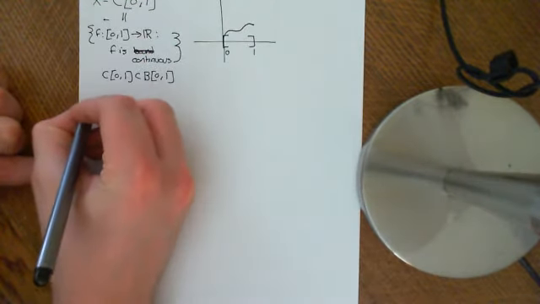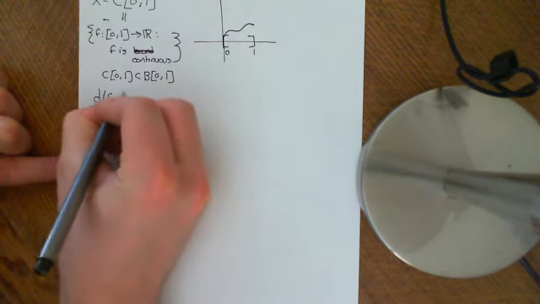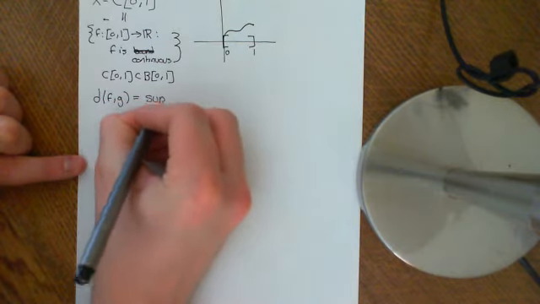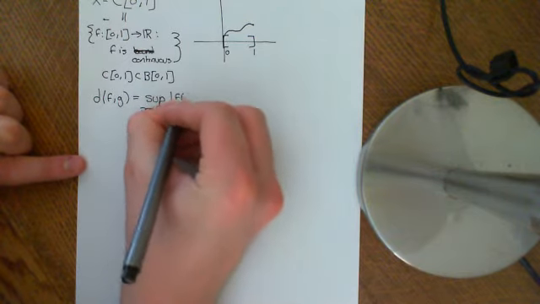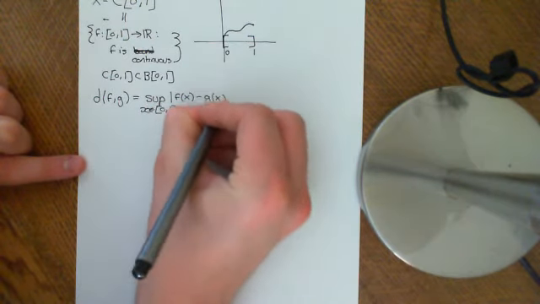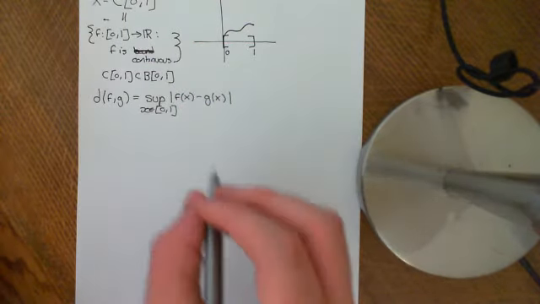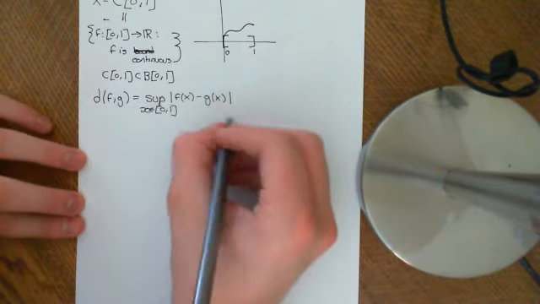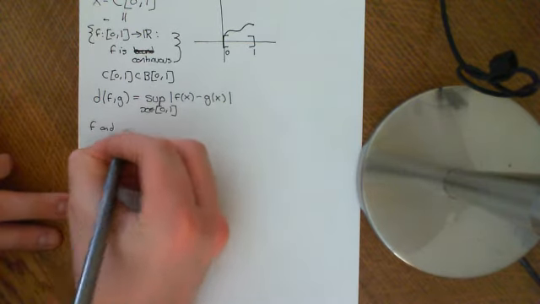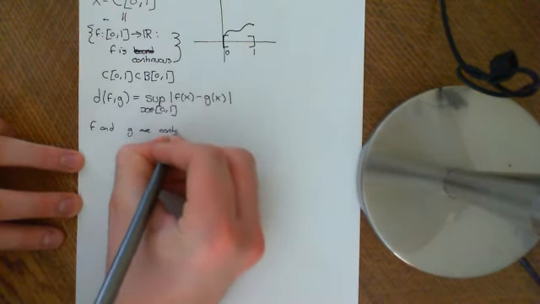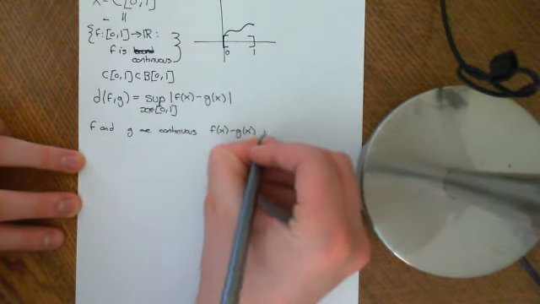To turn it into a metric space, we need a metric defined on this. So we're going to define the distance between two functions f and g to be equal to the supremum over x as an element of [0, 1] of the modulus of f(x) minus g(x). Okay, so let's just make sure that that is a metric space. Let's firstly make sure that this distance function is defined. Because f and g are continuous, it implies that f(x) minus g(x) is also continuous.